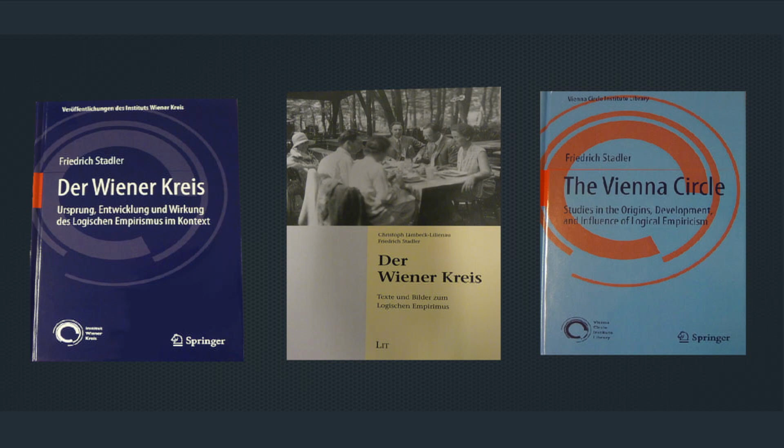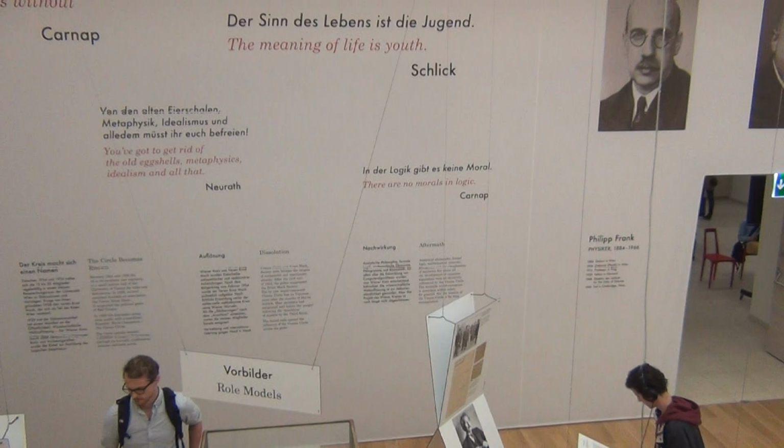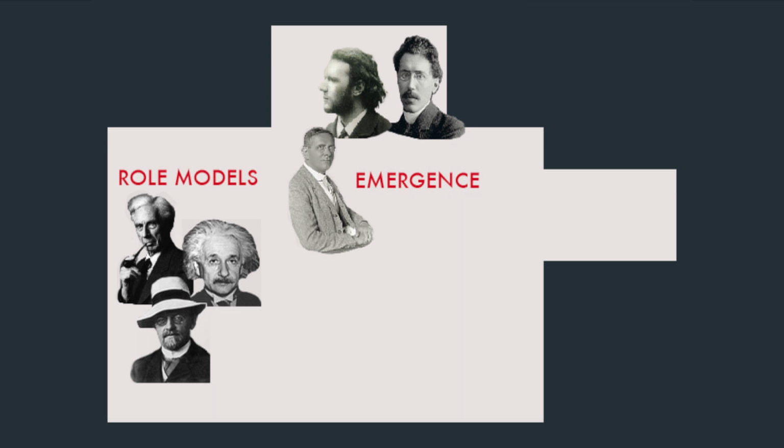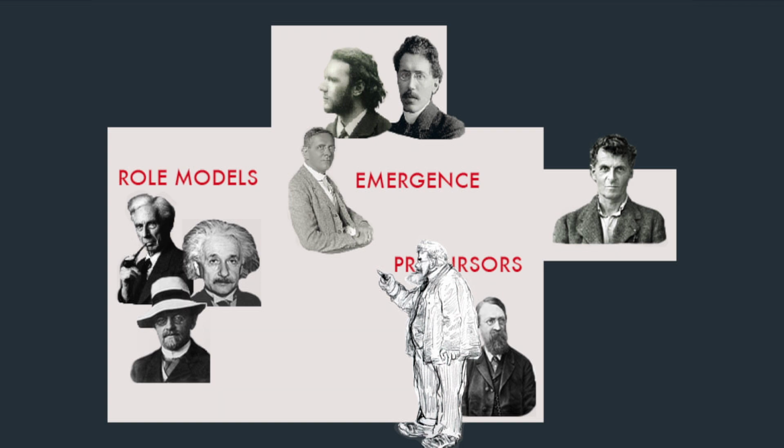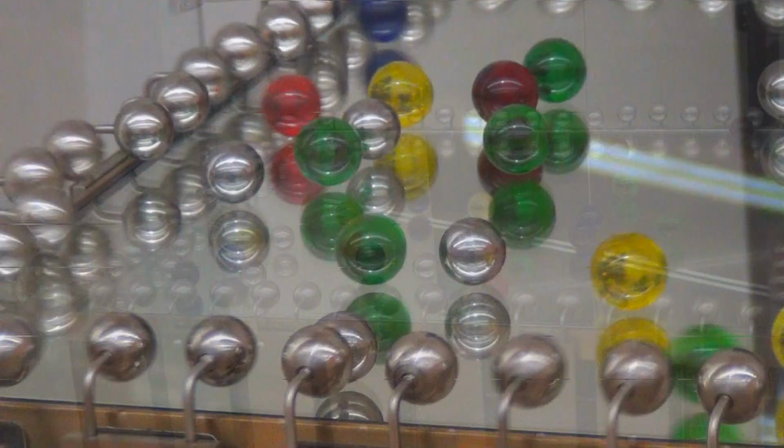The revolutionary logic, physics, and mathematics at the time inspired their empirical conception of the world. Its members belonged to multidisciplinary areas of knowledge. A representation of Boltzmann's gas model, built by the University of Graz, is one of the curious objects that accompany the exhibition.